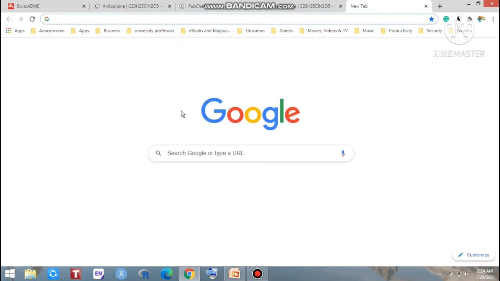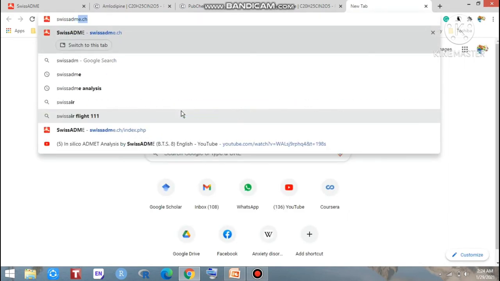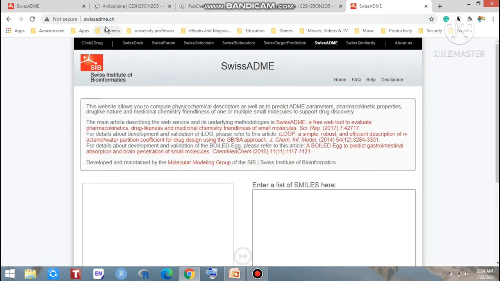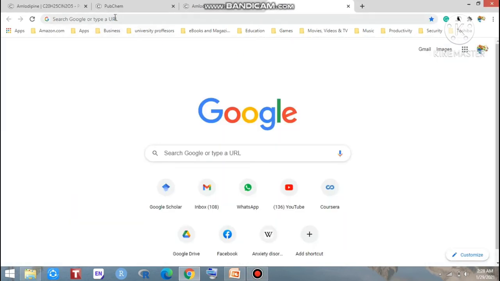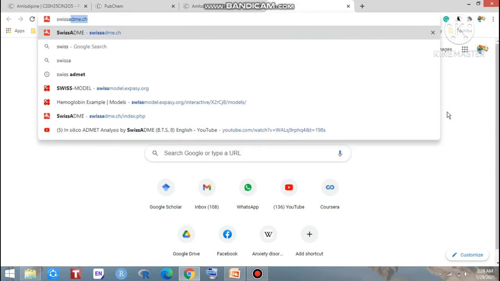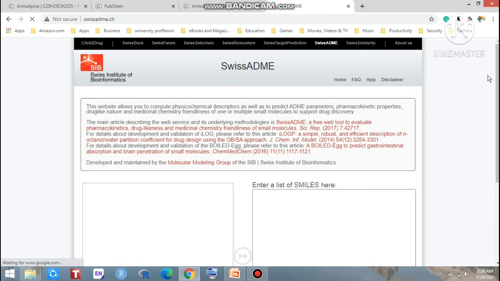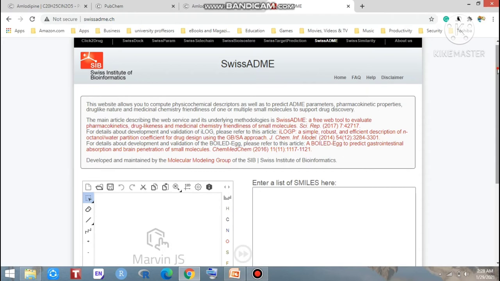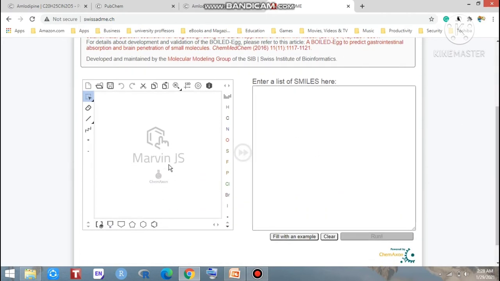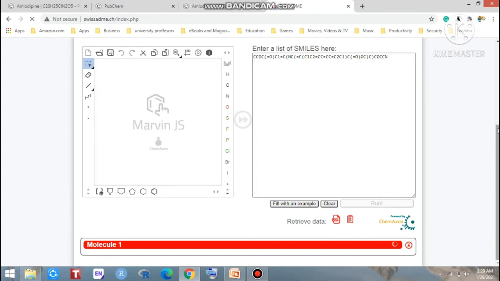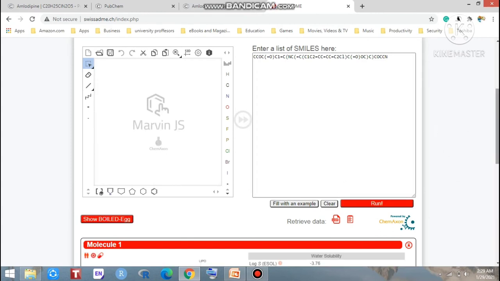Okay, then just write here SwissADME. Look at that, you may get these types of search engine results, and click here. That is the SwissADME web server and we will perform on it. If you want to draw the ligand, then you can draw it in this option, but we are just pasting our canonical SMILES. Then we will click run. Look at that, we are getting our result very fast.